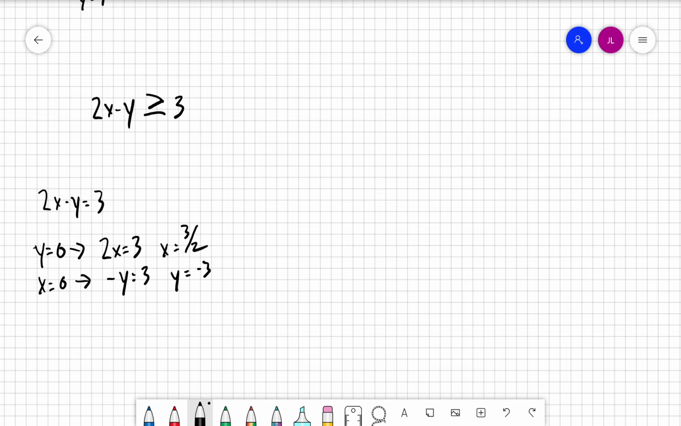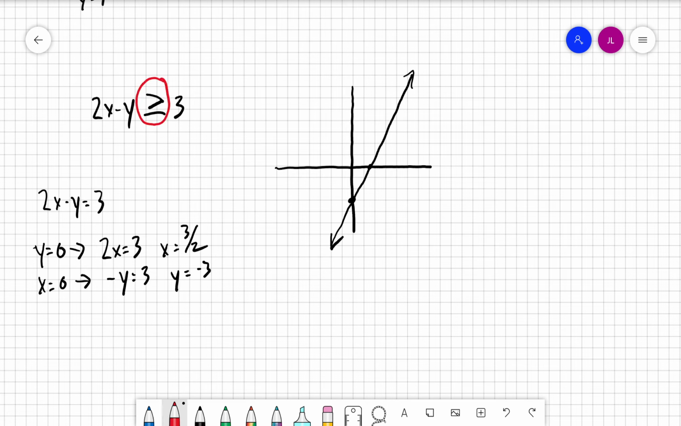So what we're going to look at here in this case is, okay, here's our grid. Draw a grid in here. And we know we have x at 3 halves, which is 1 and 1 half. So here's our x-intercept. Our y is at negative 3. 1, 2, negative 3 there. So we have a line that goes like this. And this will be a solid line because we have the equal to in it. We have greater than or equal to. So now we draw our line.